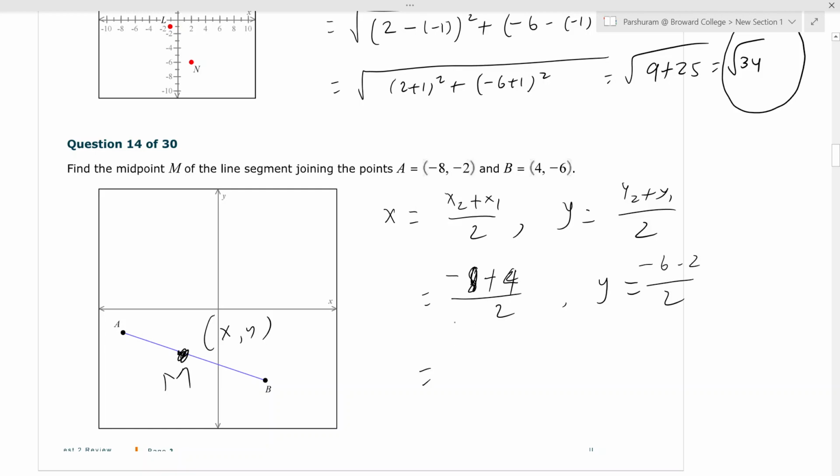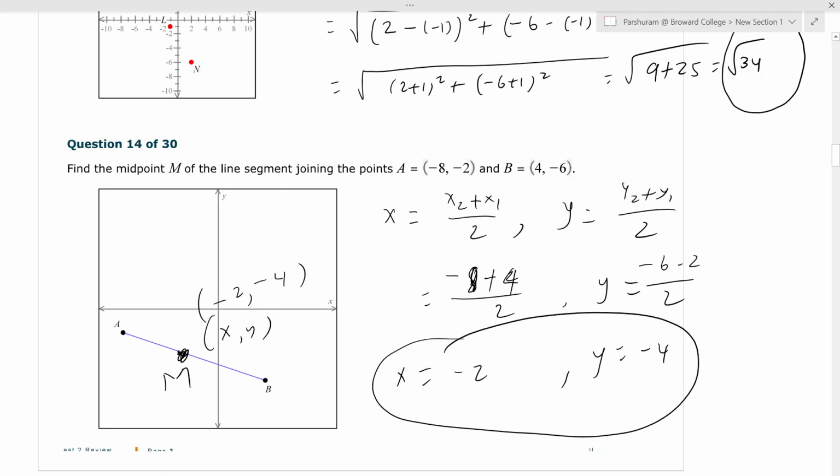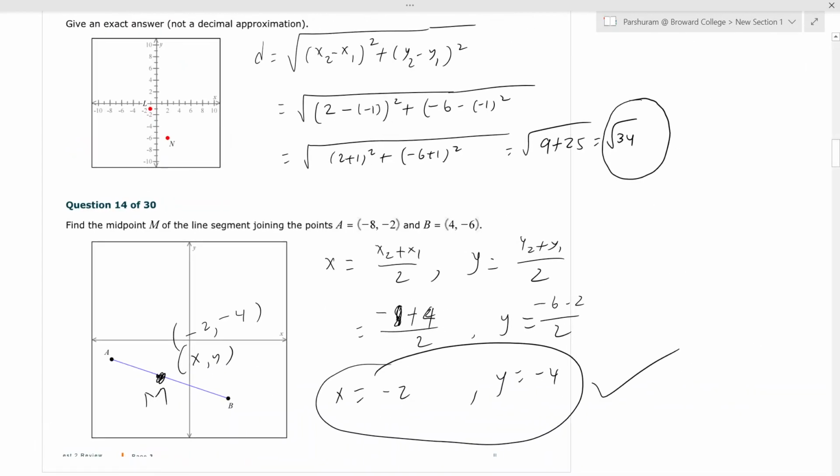If we simplify this, -4 divided by 2 is -2. So that's the x coordinate. And the y coordinate is -8 divided by 2, which is -4. So the coordinate for the midpoint of these 2 points is -2 comma -4. So that's our answer, the midpoint. For this one, you have to know the midpoint formula. Okay.